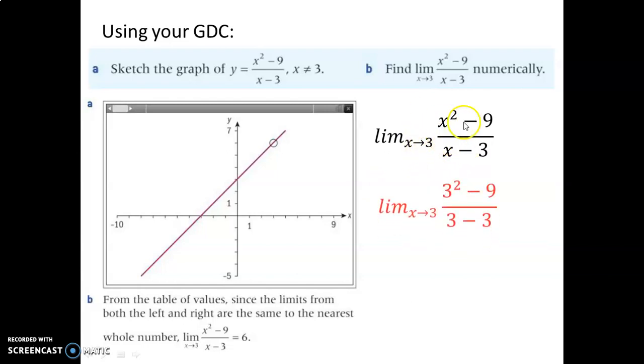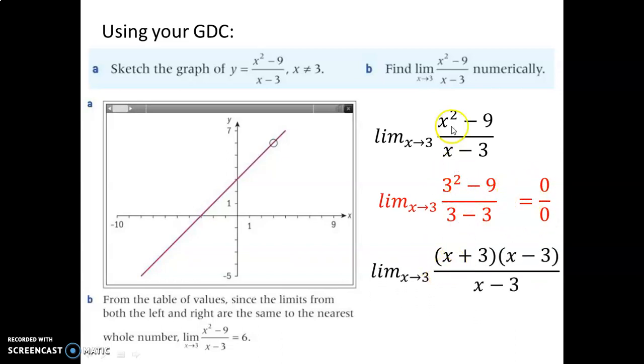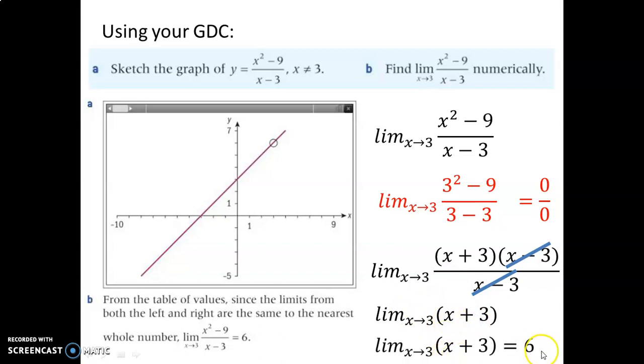We can factor the top, or sorry, first if you substitute that 3 value in there, you'll get 0 over 0. Again, that's similar to what we looked at before. That doesn't work. So instead we think about the top, it can be factored like this, cancel those two, and then we're left with this limit, which if you substitute a 3 in there, it is 6. So it confirms what we saw in the table.